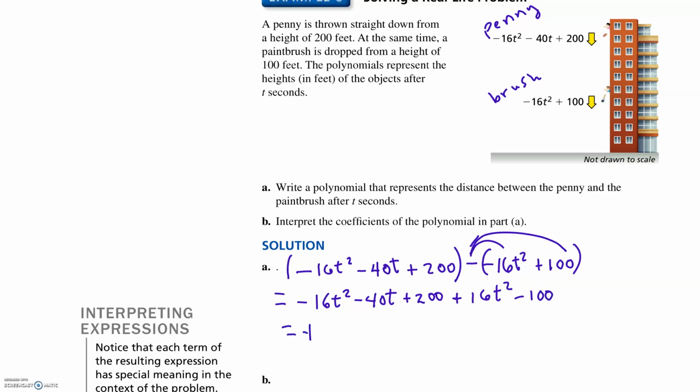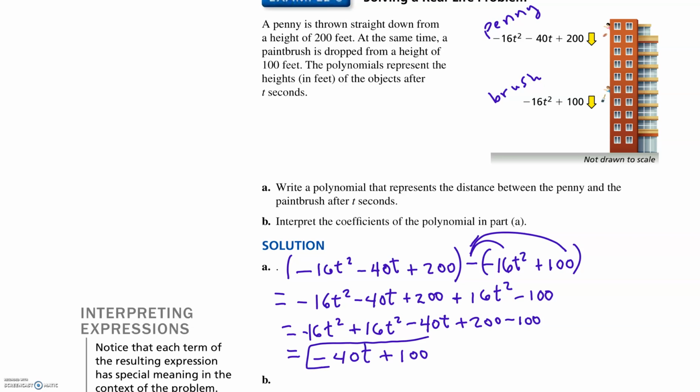Okay, I'm going to reorder things just a little bit. Negative 16t squared plus 16t squared. Do you notice those two are going to add up to 0? Don't lose anybody. We're just reordering. Those two, the negative 16t squared and the 16t squared, add up to 0. So I will just not write anything there. Negative 40t doesn't have any like terms to combine with it. And then the positive 200 and the negative 100 add up to positive 100. And that's our answer to part A.